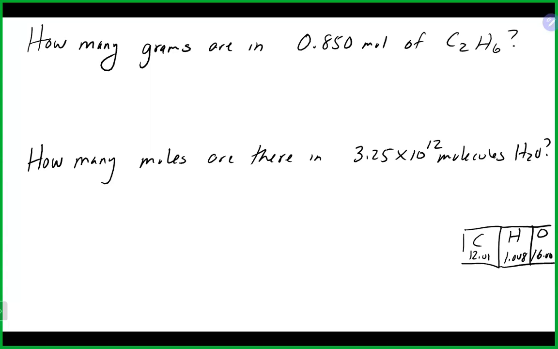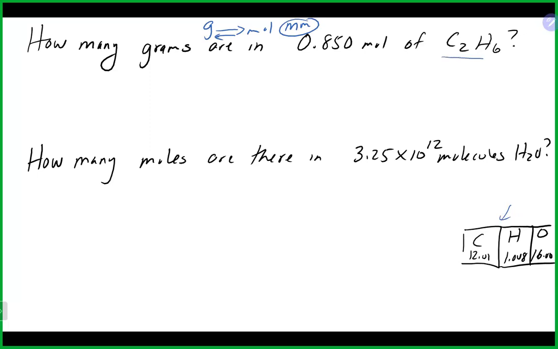Do I need Avogadro's number in this one? I do not. Again, no mention of molecules, no mention of atoms. So this is a moles to grams conversion, and to do that, that is the molar mass that we get from the periodic table. Here, we do need to add up all the parts to get the proper molar mass.